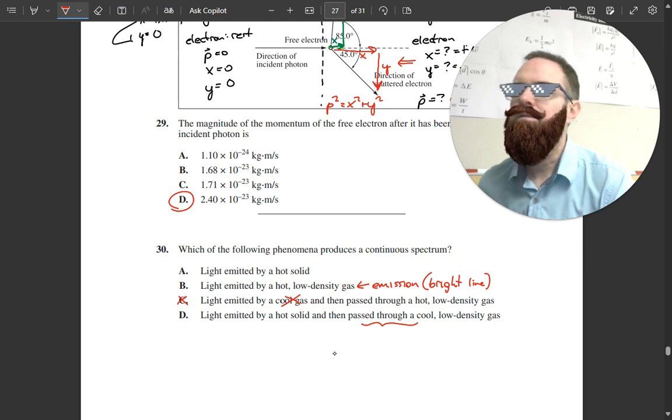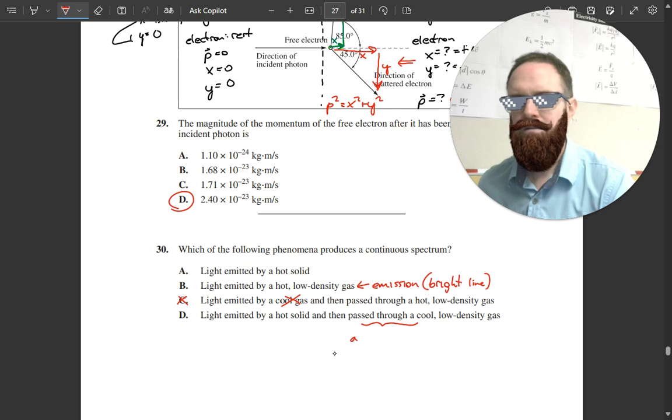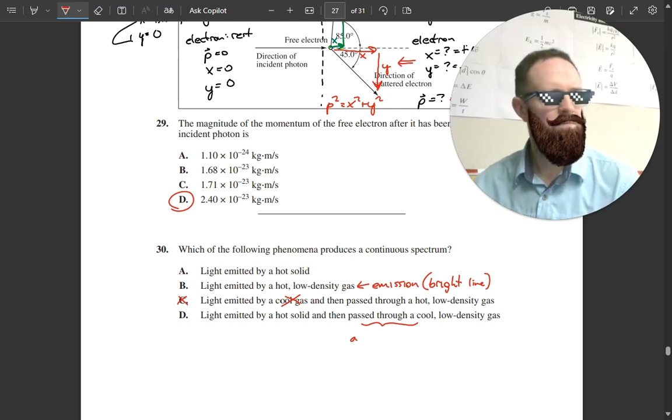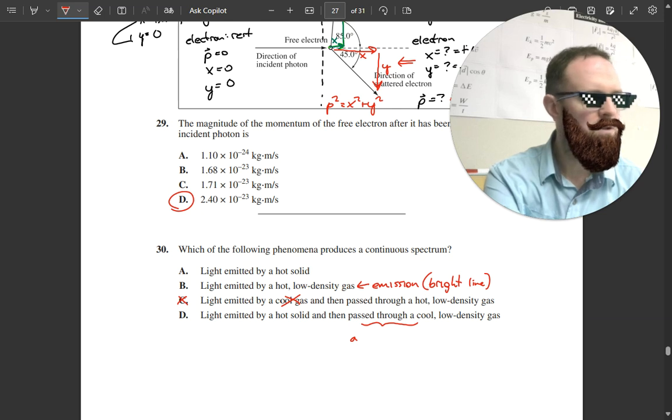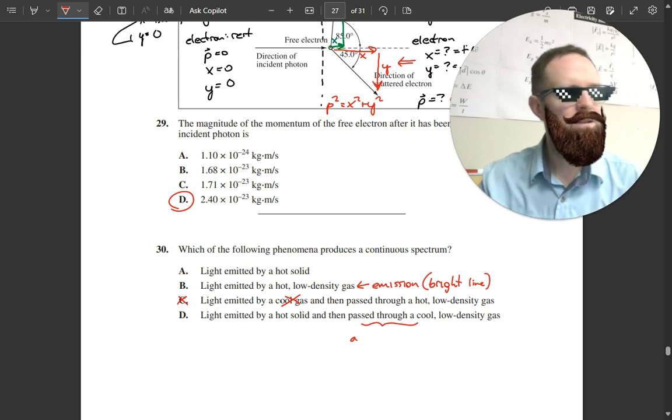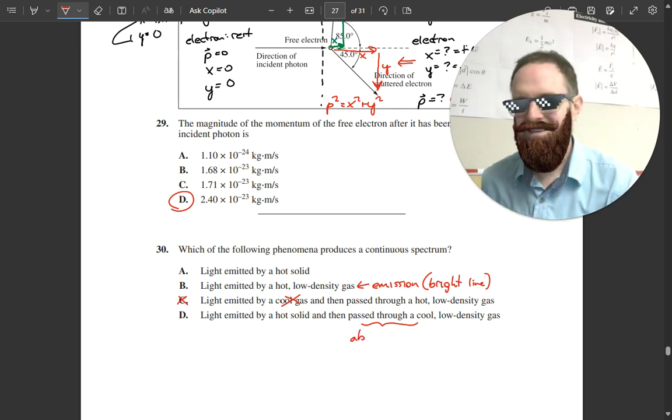What do you call that? Absorption spectrum. I am having problems here. Absorption. Yeah, there you go. That makes sense. I had to look up the spelling. I don't know why I was having problems with that one. Absorption, which would be like dark lines. Dark line spectrum. All right.